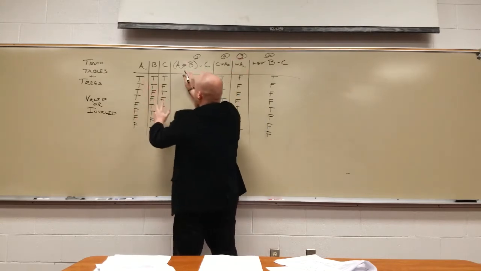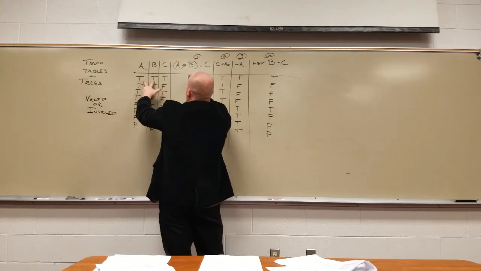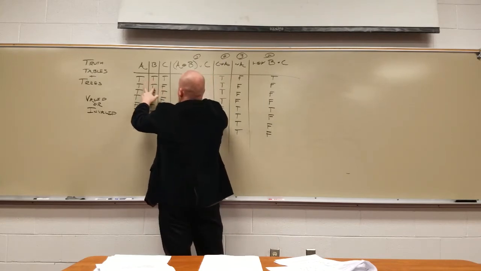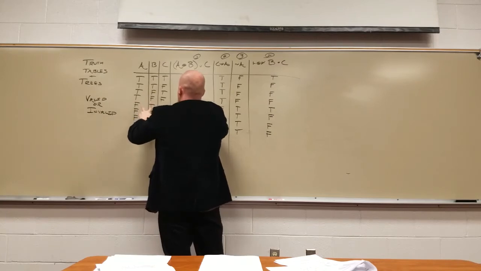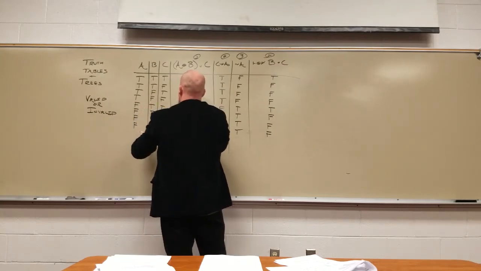So I'm going to evaluate this part first in order to get to the inclusive part. So that would not work. That would not work. That would. That's 1 of the T's. 1 T, 1 T, 1 T, nope, and nope.